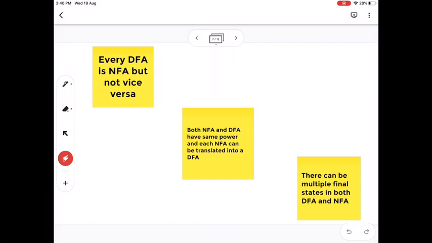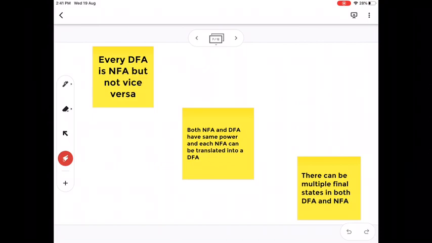Okay. Every DFA is an NFA, always remember this. Every DFA is an NFA, but not vice versa. You can convert an NFA to a DFA, okay, but we can't say an NFA is a DFA, but every given DFA is an NFA. This point you will understand with one example which we will discuss further.